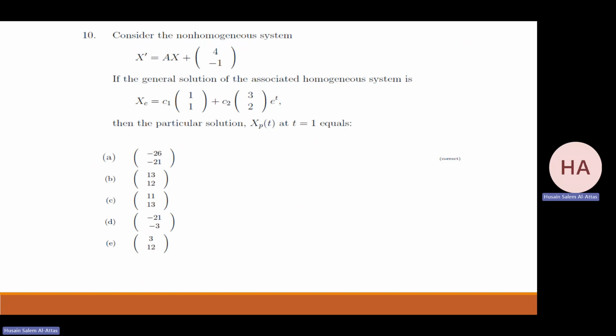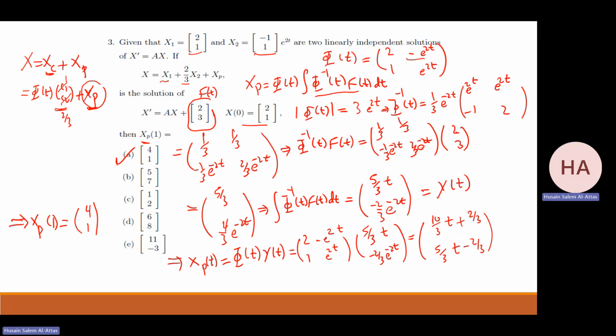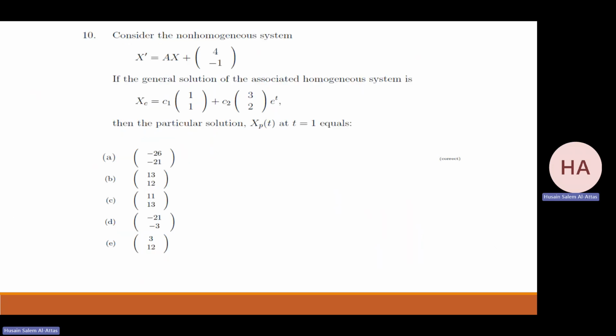Okay. Is it the same thing? No, it's a little bit different. So what does he want? He wants xp at t equal 1, at the end, and then just substitute. Xp will be phi of t integral phi inverse of t f of t dt. What is phi of t from here? Since the solution for the homogeneous, which is phi of t, that will be 1, 1, 3e^t, 2e^t.